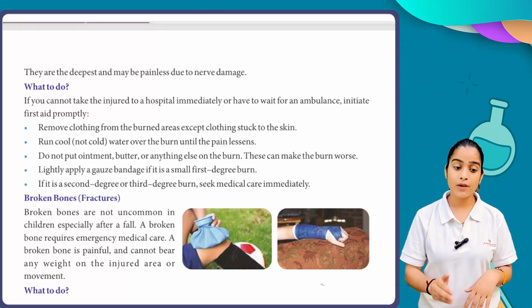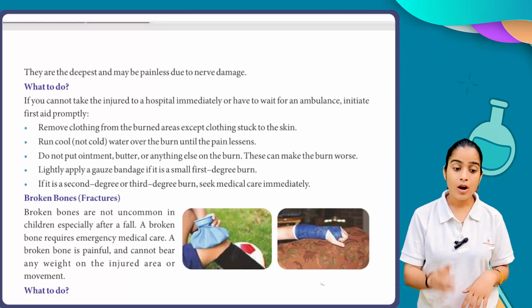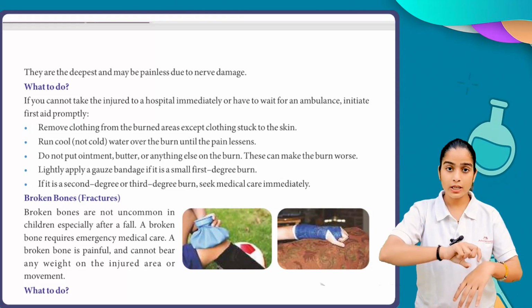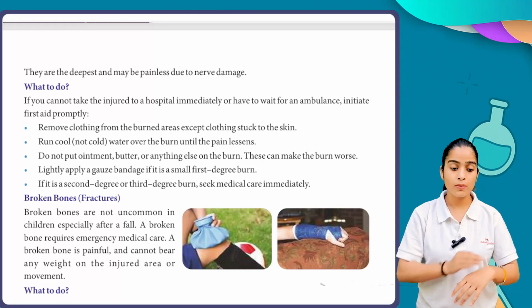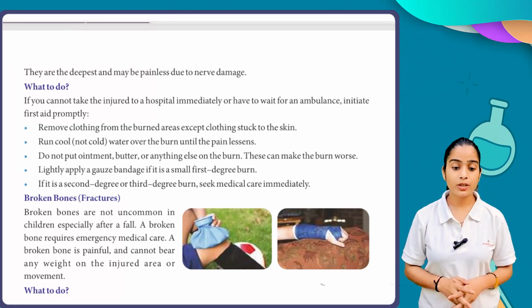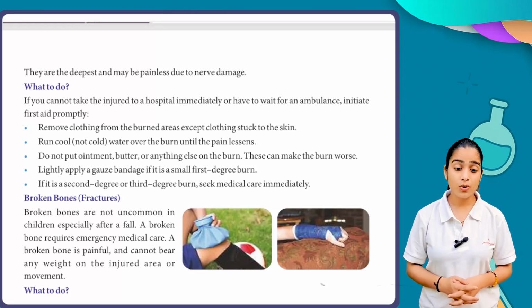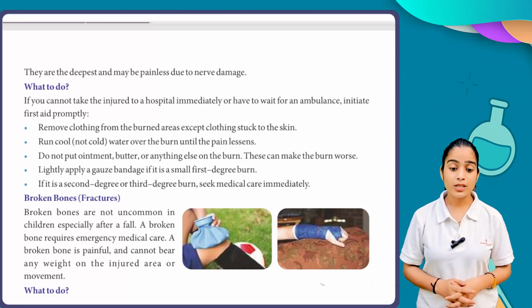The second thing you have to do is run cool water over it, not put water directly with force, just make it cool. Do not put ointment, butter or anything else on the burn. This can make the burn worse. Lightly apply a gauze bandage if it's a small first degree burn. If it is a second degree or third degree burn, seek medical care immediately.